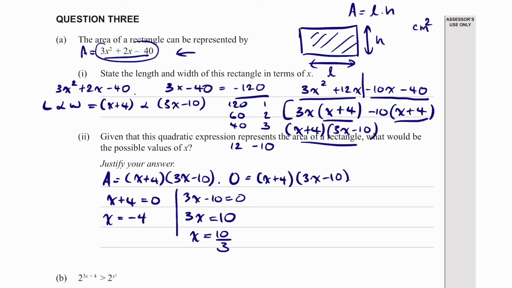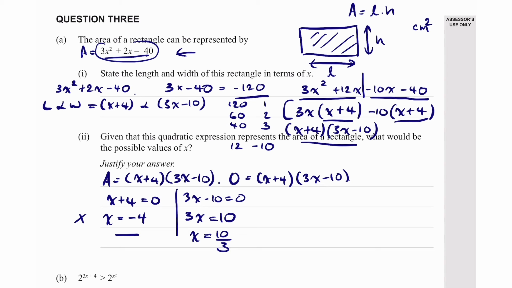Now, do our values make sense? The answer is no. So, well, kind of. So we know that for x is equal to negative 4, this cannot be true. The reason for that is that length and width can never be a negative value. So we know that this is definitely not a correct value. Is x equals 10 over 3 a correct value? The answer is yes, that does make sense, right? Because it's positive. So what's the matter?